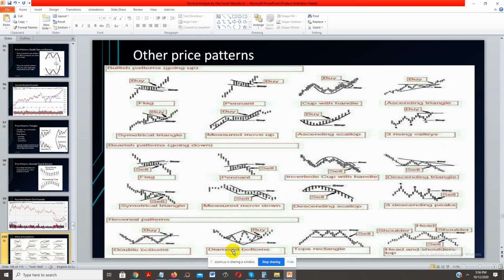Yes. Good. Now we have diamond bottoms, top rectangle, and head and shoulder top. All these things are price patterns. But you do not depend on price patterns alone. They are very strong anyway, but you don't depend on them alone.